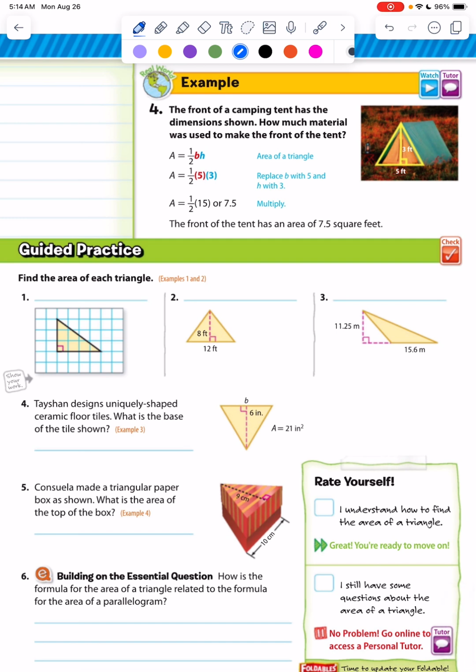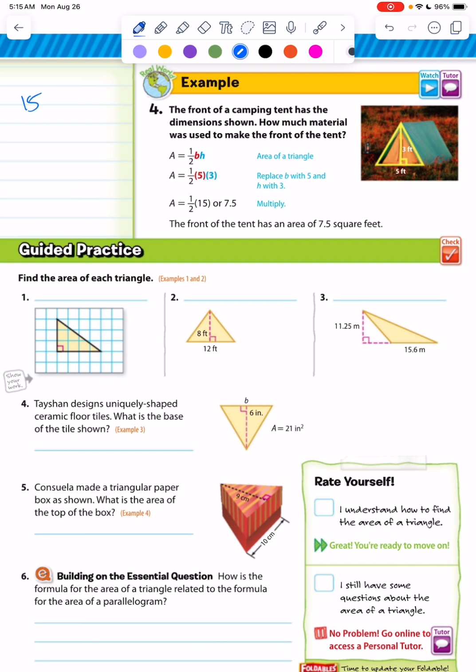Okay, so in this example, it says the front of a camping tent has the dimensions shown. How much material was used to make the front of the tent? Oh, a little pup tent. Haven't seen one of those in a while. So it's going to be 5 times 3, and then you divide it by 2, which is 7.5. Could you do that one in your head?